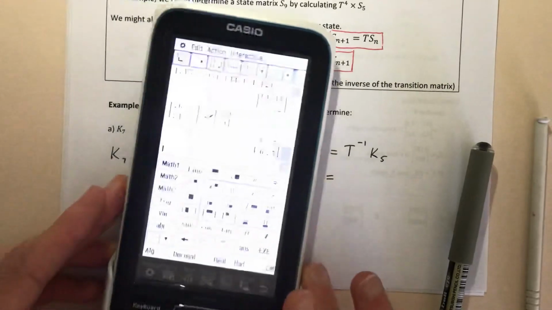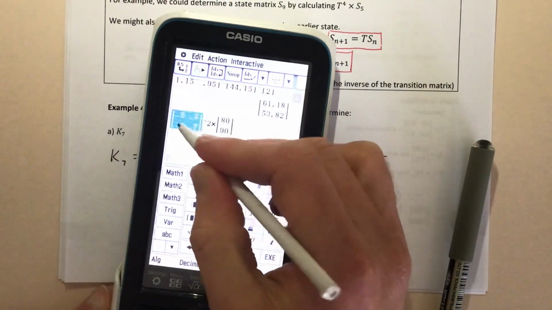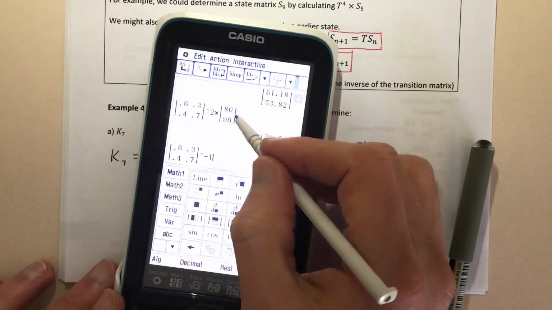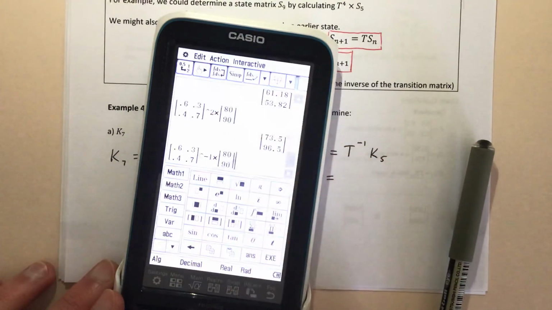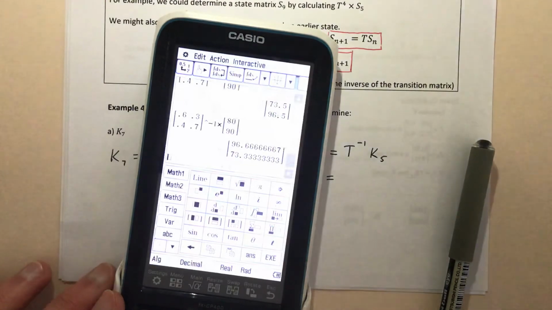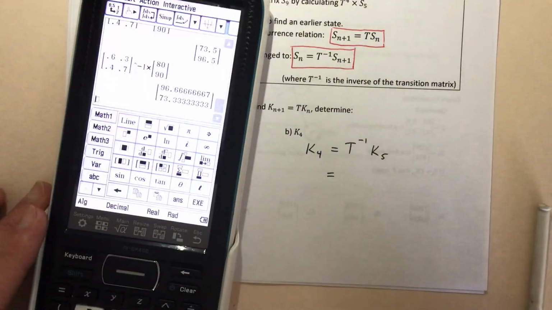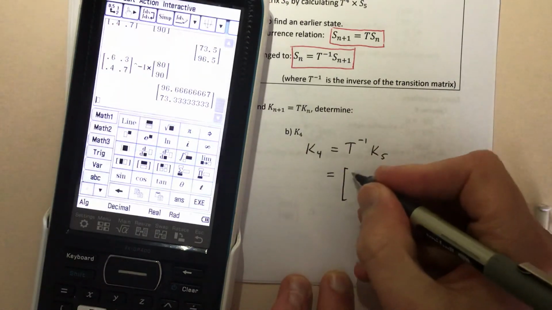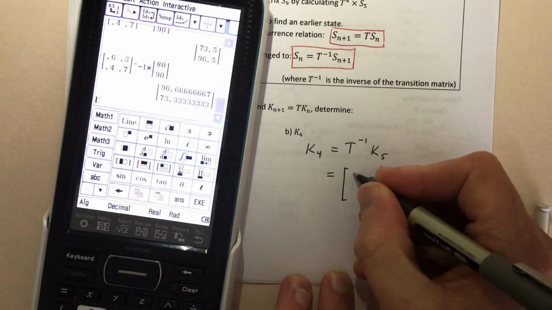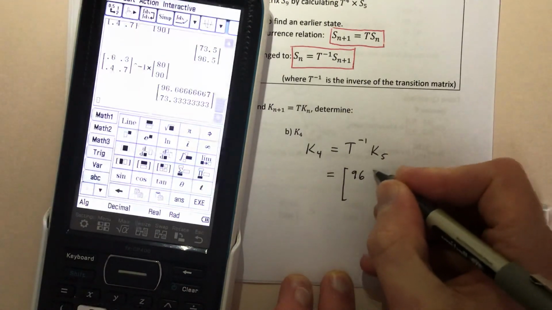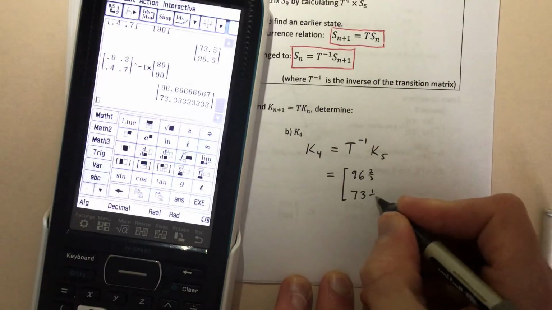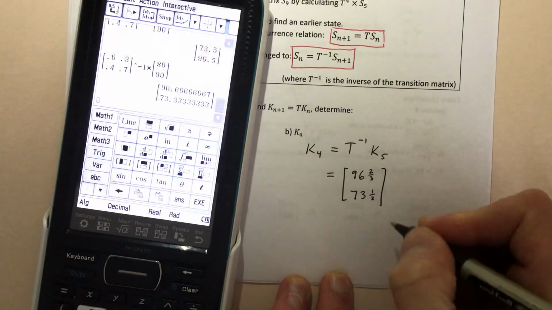Again, to save time, use what you've got in your calculator already. We're copying down the transition matrix, this time to the power of -1. That makes it the inverse, multiplied by K5, which was that 80, 90. And we get the matrix K4, right, which is 96.6667. Technically speaking, we shouldn't round answers unless we're told to, so let's write that as 96 and 2/3, and this can be 73 and 1/3. Write them as mixed numbers there, because then they're not rounded off.